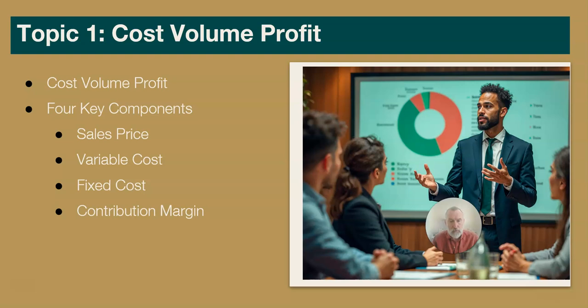And then the contribution margin. This is the amount of revenue remaining after deducting variable cost. It's the amount of money available to cover the fixed cost and contribute to the profit. Using these components, you'll learn the core formula and how to compute a break-even point.